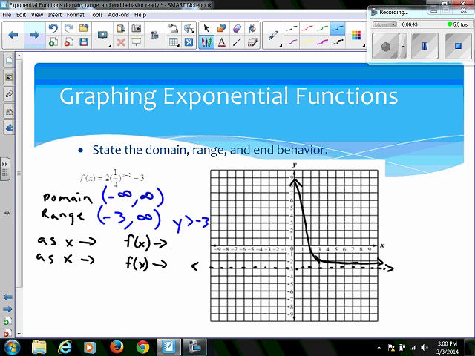As x approaches negative infinity, f of x approaches infinity. As x approaches infinity, f of x approaches negative 3.